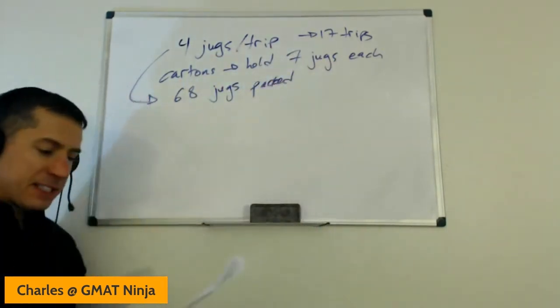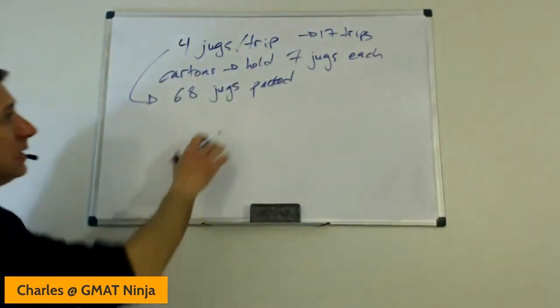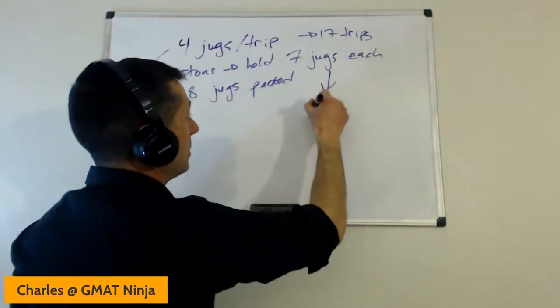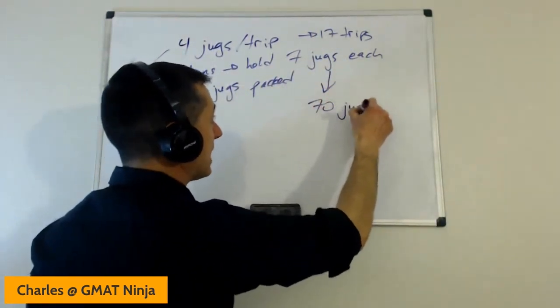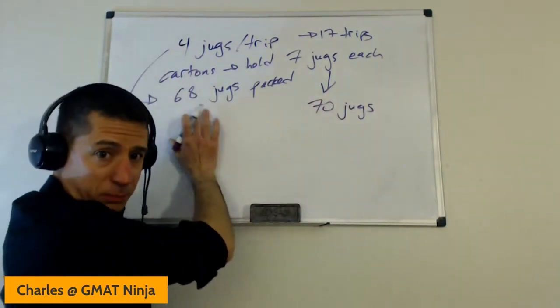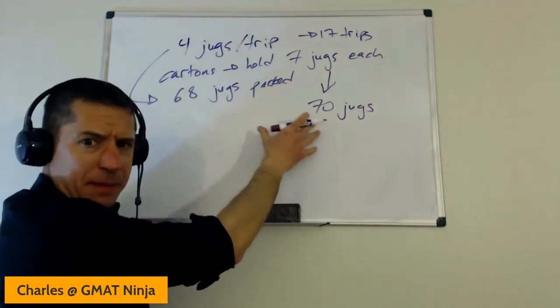And now we're going to have a partially filled carton at the end. If each of the cartons holds 7 jugs, 70 jugs would be in 10 cartons. So after we're done bringing 4 in 17 times, we've got 2 spaces left. That's it. I don't know what happens here with most people.